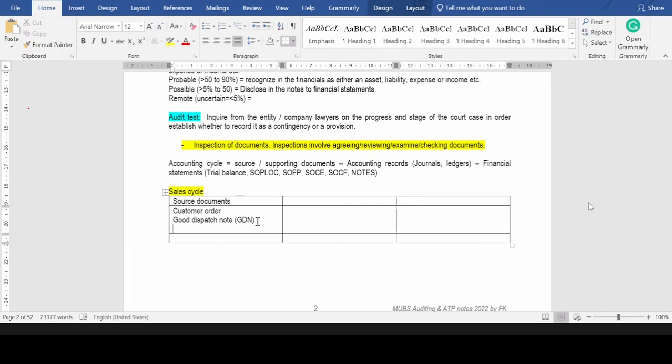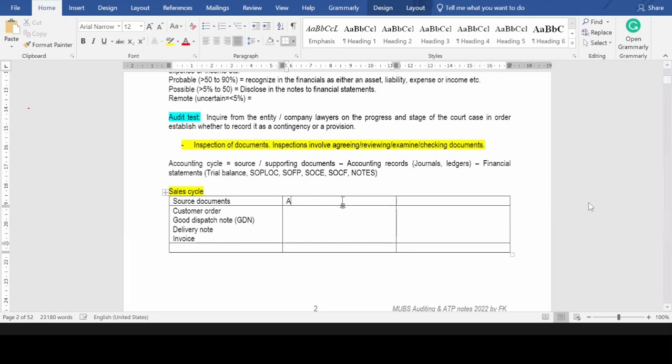After that, other documents come in, like the delivery note. Then there is an invoice. Invoice comes at a later stage when the business is claiming its money, though other businesses claim at the time of delivery. So these are some of the source documents.